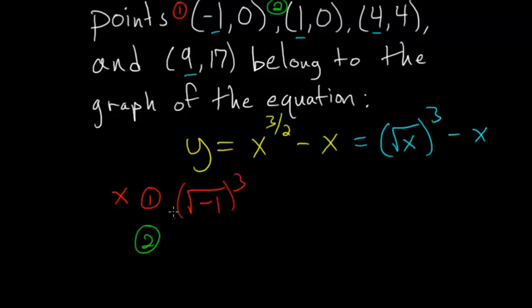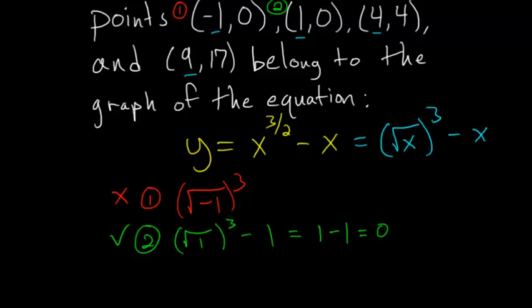Plugging in 1, we'll take the square root of 1 and cube it, and then subtract 1, and let's see if we get back 0. The square root of 1 is 1, and 1 cubed is still 1, so we have 1 minus 1, and that's 0. So we know that the second point here does work.